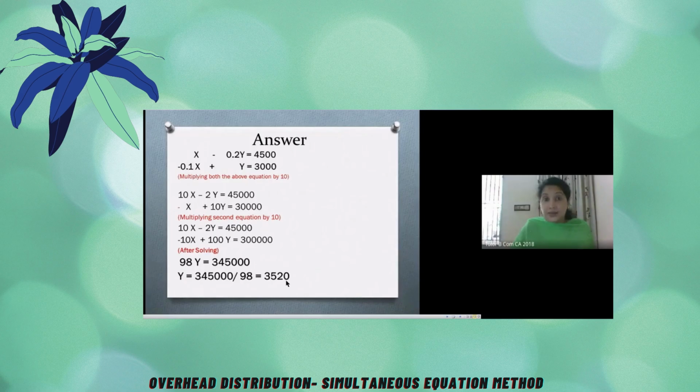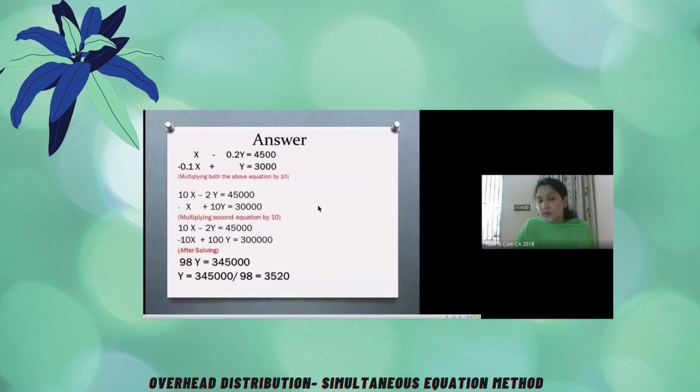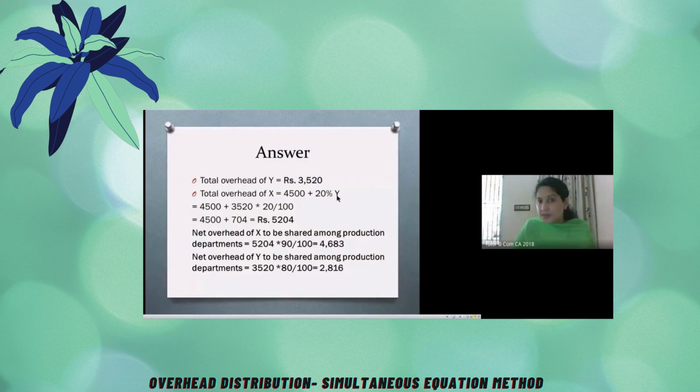My part is clear. Now I will have to find out a value for x. For that I already have an equation. The equation says x is equal to 4,500 plus 20% of y. So 4,500 plus 3,520, which is the value of y I got, into 20 by 100. So 4,500 plus 704, which gives me 5,204 as the value of x.